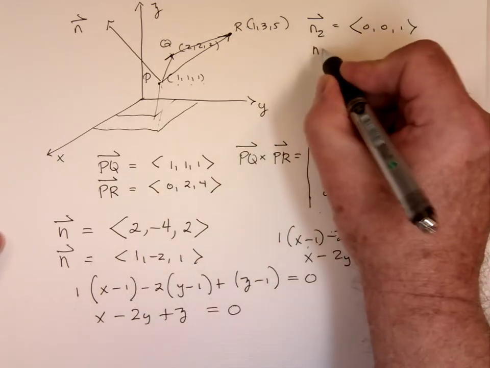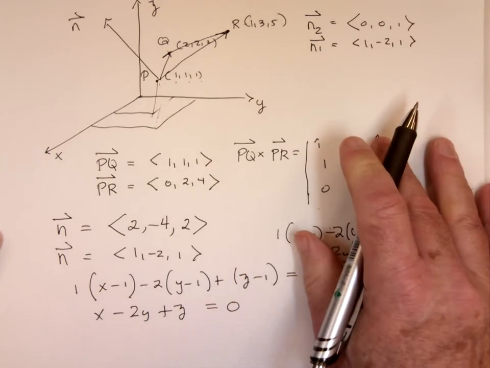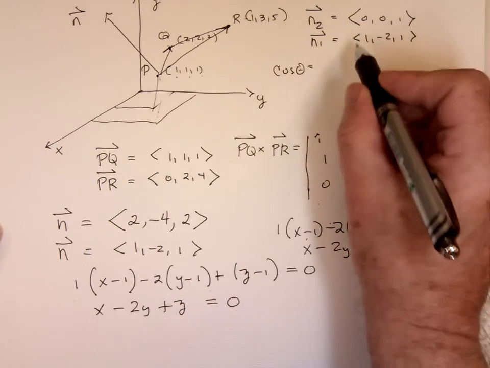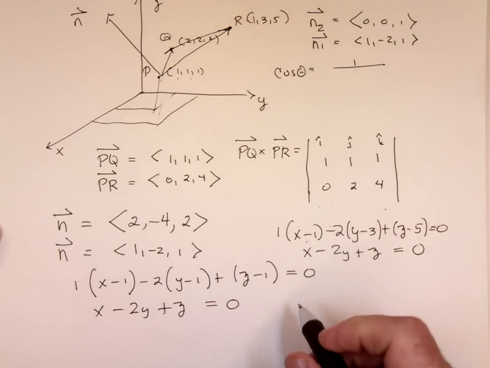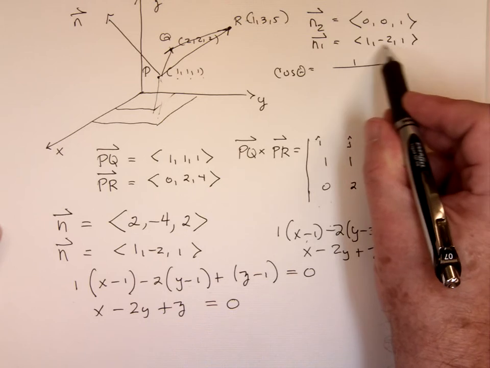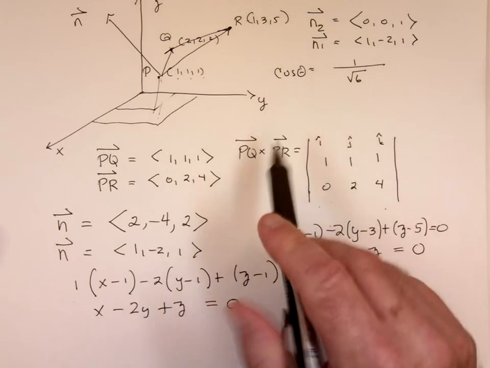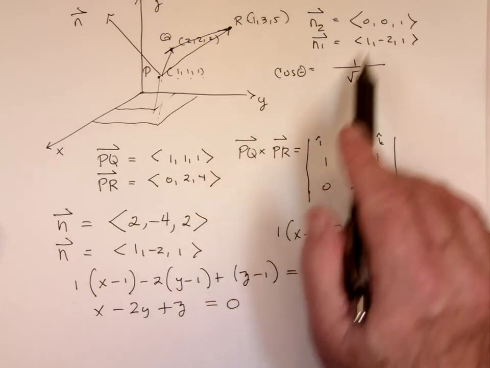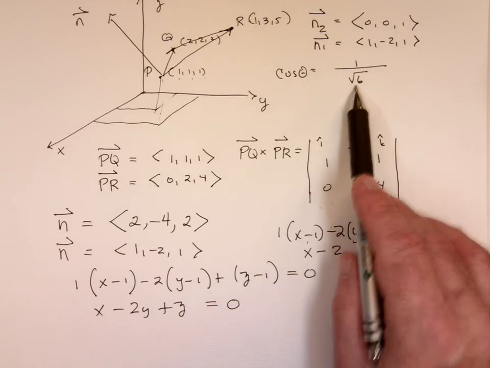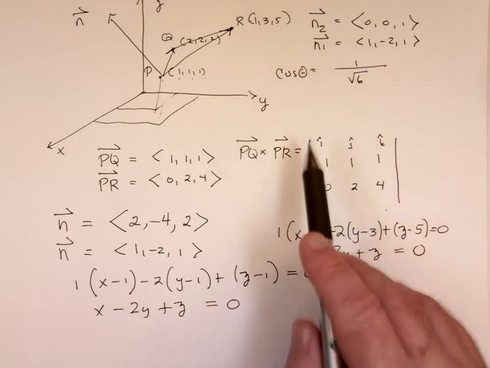1, negative 2, 1. How do you find the angle between two vectors? The cosine of that angle is equal to their dot product over the product of their magnitudes. The dot product is 1. This magnitude is 1, and the other is the square root of 1 plus 4 plus 1, the square root of 6. So the cosine is 1 over the square root of 6, and the angle is the inverse cosine of 1 over the square root of 6.